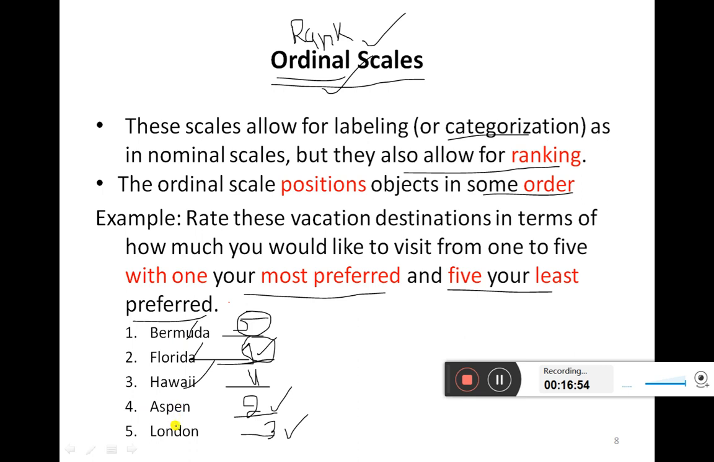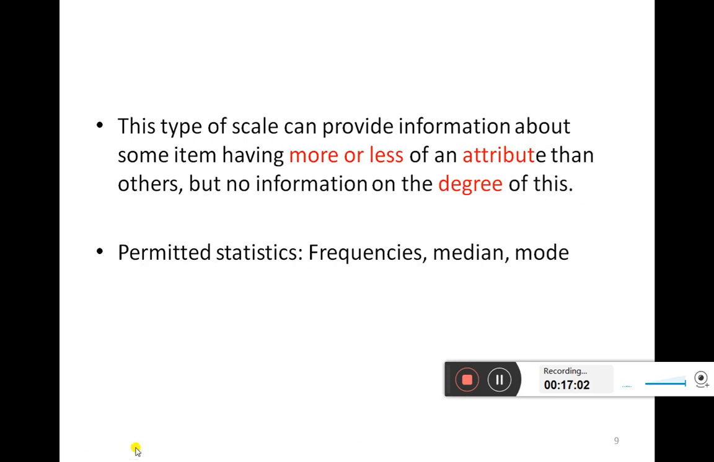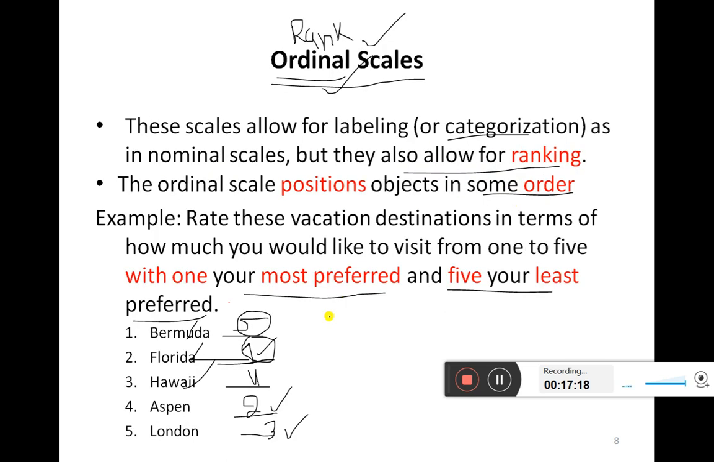So also these are the categories. Now these categories have some ranks. Hope a bit of the idea will be clear. Now what it says is that this type of scale can provide information about some item having more or less of an attribute or quality than another, but no information on the degree of this. For example, I have mentioned that my first preference is Florida, because in front of Florida I have mentioned 1, meaning most preferable.